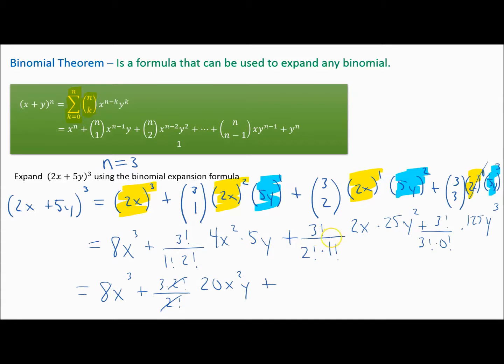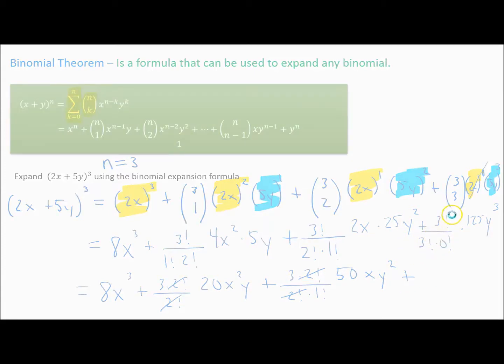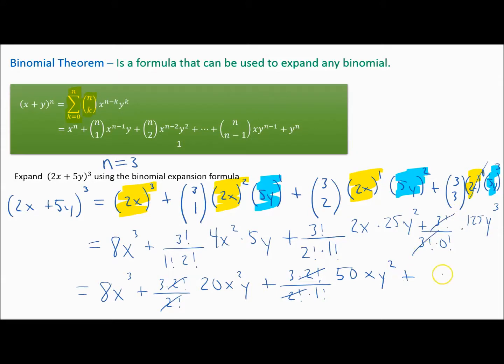Plus, now 3 factorial over 2 factorial times 1 factorial. Again, you could write that as 3 times 2 factorial over 2 factorial times 1 factorial. Those 2's cancel. Again, if that doesn't look familiar to you, go back and watch the last video. Now, 2 times 25 is 50, and that's x y squared. Plus, now this is 1 because those cancel. My computer is doing awfully. That's 1 times 125y to the third.